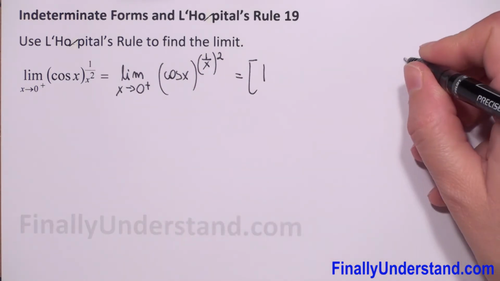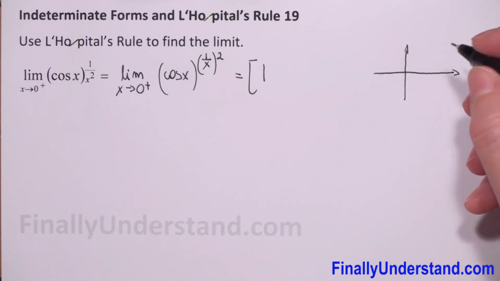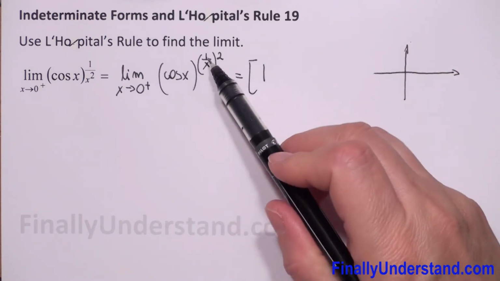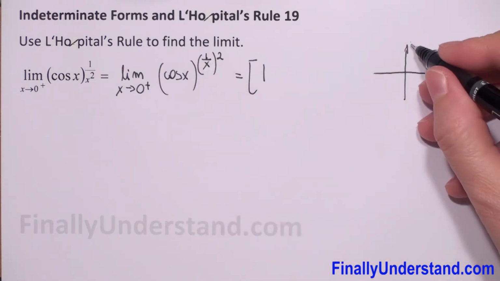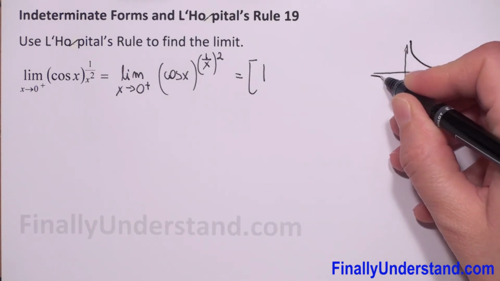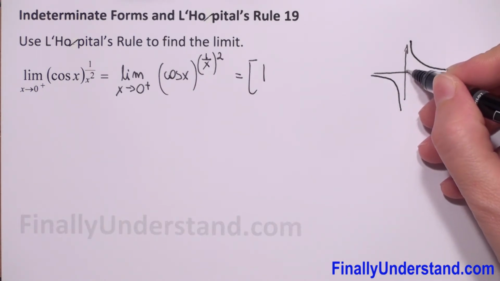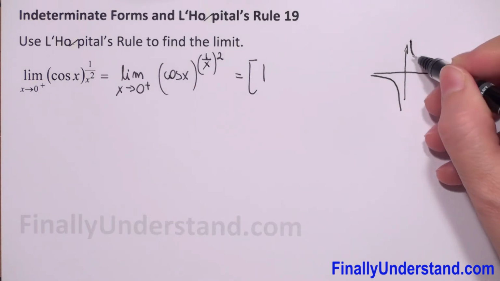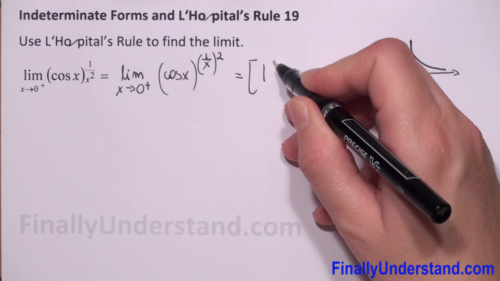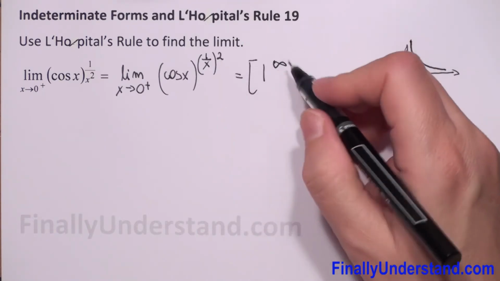If you don't see this, you can always draw the graph of function 1 over x as hyperbola. This is because we have positive numerator, it means we have this hyperbola in first and in third quadrant. And when x approaches 0 from right, our graph going to infinity. So we have 1 to power infinity, because infinity squared, it still will be infinity.